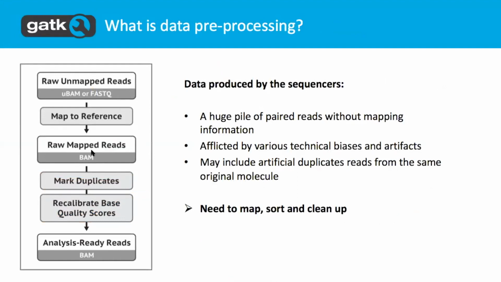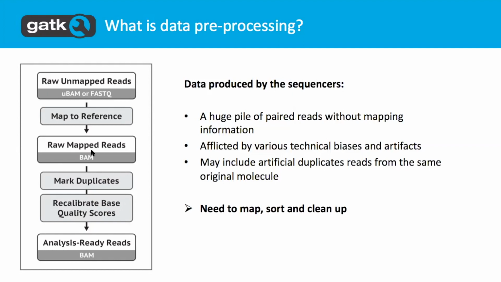So what is data preprocessing? Even before that, why do we preprocess our data? Essentially, the rule is garbage in, garbage out. If you give your variant callers unverified reads, the confidence that you have in your variant calls will be that much lesser. So you want to provide your variant caller with as good reads as possible.